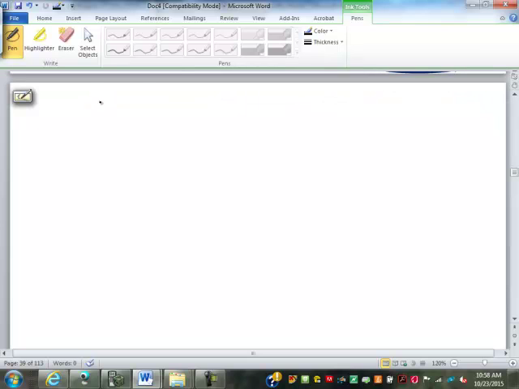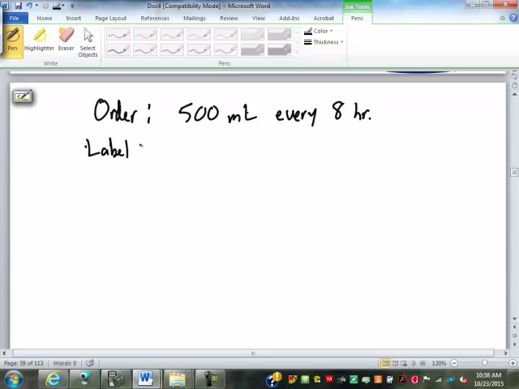So let's do doctor's orders: 500 milliliters every 8 hours. And let's say that the label states that the concentration is 2 milligrams in 25 milliliters. So what is that? 40 milligrams.